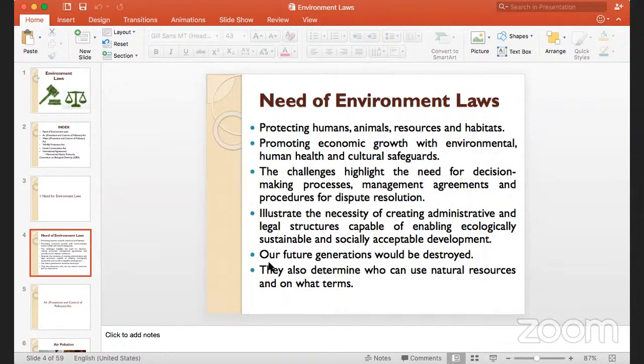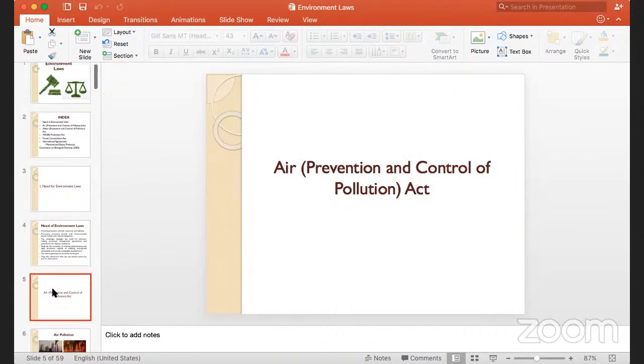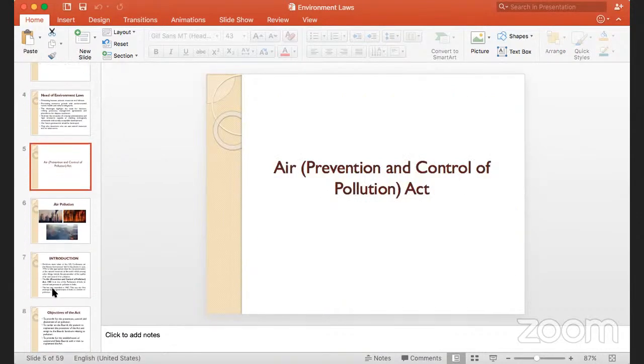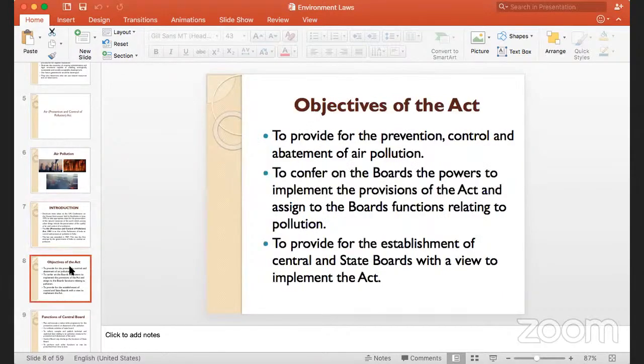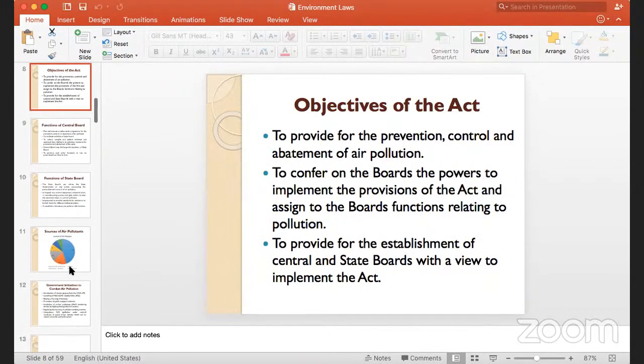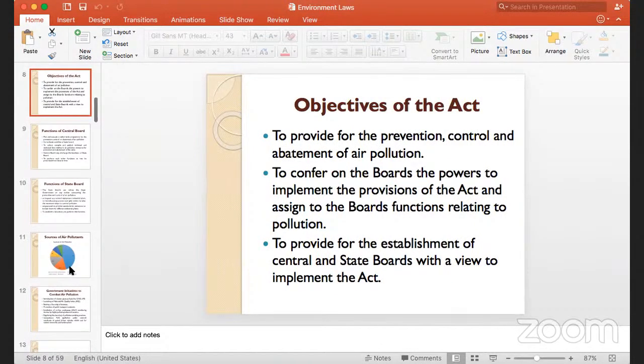The first act we are looking at is the Air (Prevention and Control of Pollution) Act. We know that the Air Act was introduced in 1981 to prevent and control air pollution in India. Now, what are the objectives of this act? This topic is fairly theoretical, but I have given you a few case studies so you can relate to it and understand it better.